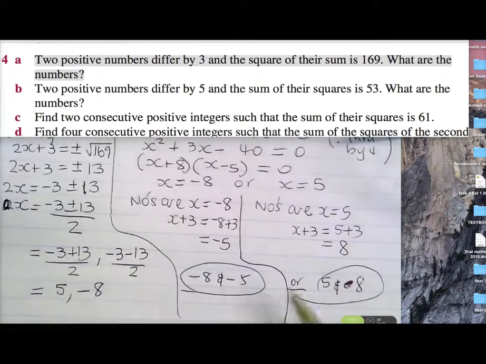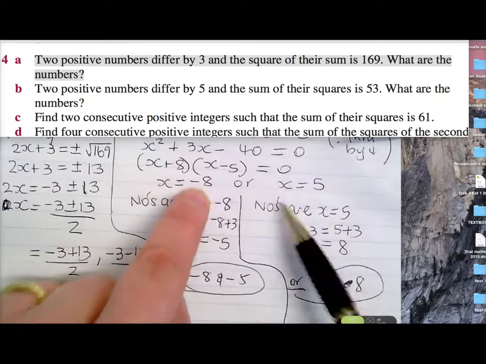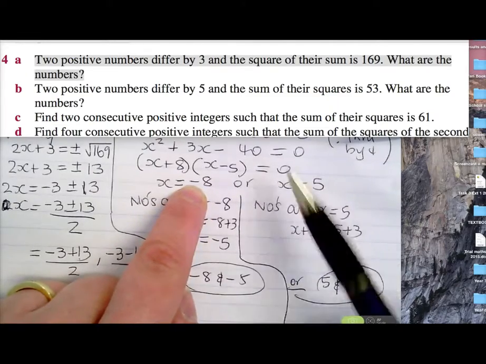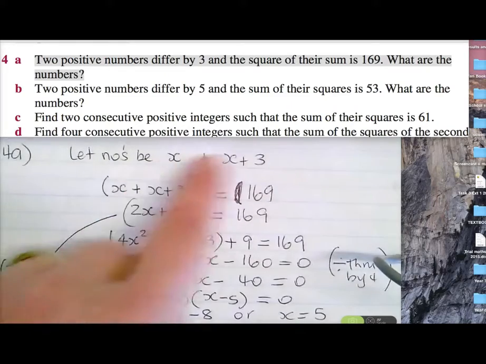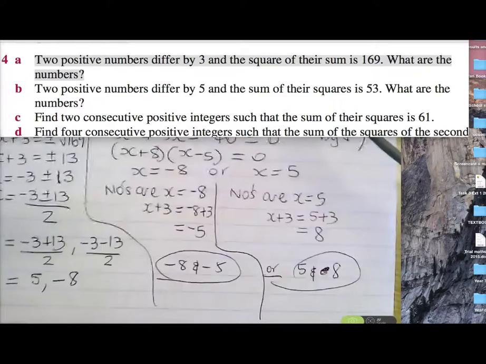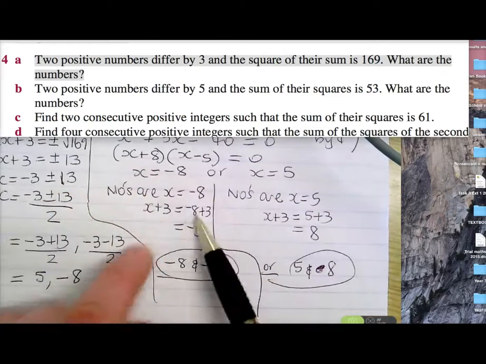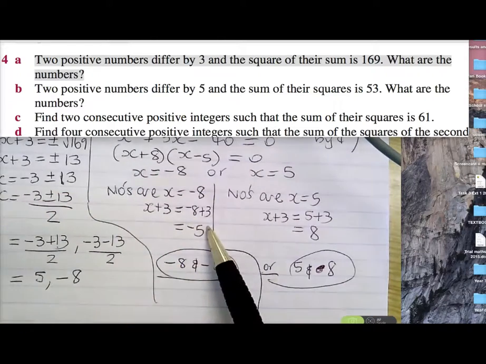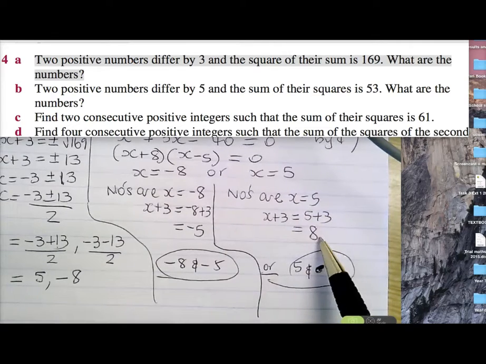Girls, we got x is negative 5 or x is 8. Sorry, x is negative 8 or x is 5. You need to go back up to the question. Your numbers are x and x plus 3. So if your first number is negative 8, the next one would be negative 8 plus 3, which is negative 5. If your number is 5, your other number would be 8.